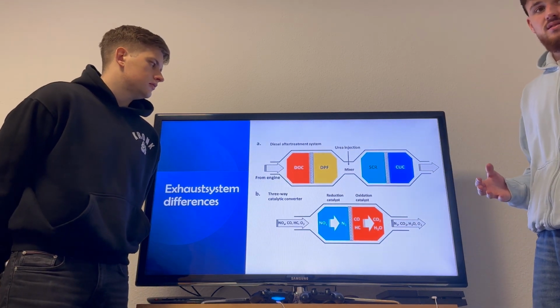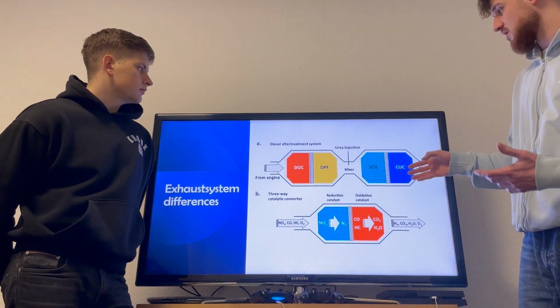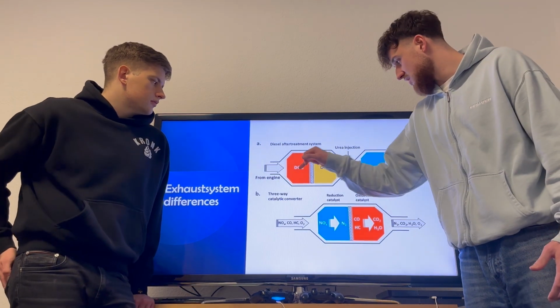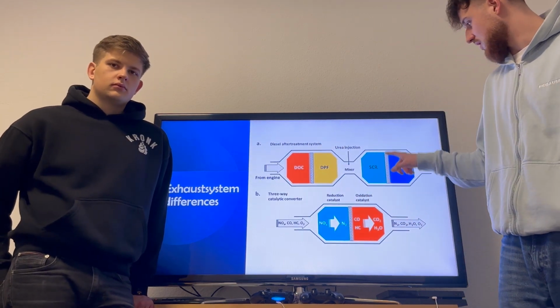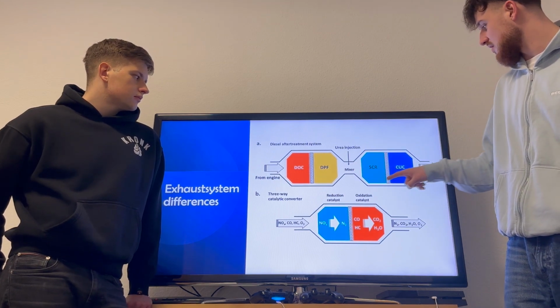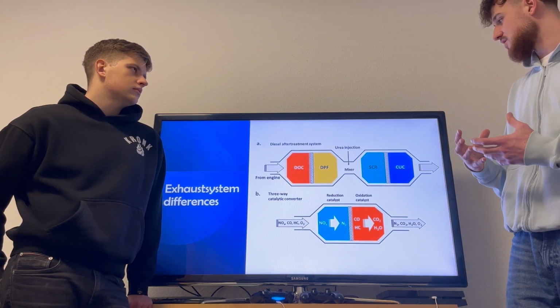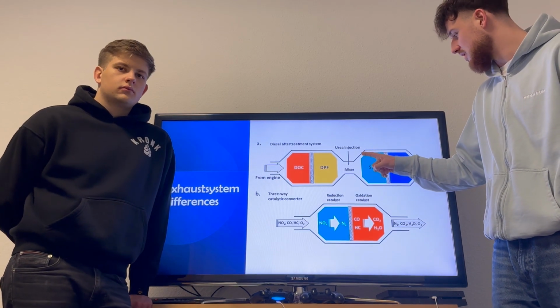In the diesel you need a separate oxidation and reduction. So basically these are the same reactions, as for the same colors, but you need the SCR catalyst because a diesel engine produces more nitrogen oxide, so you have to reduce more.